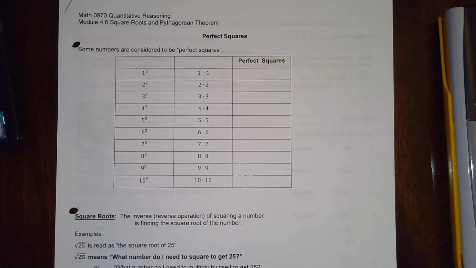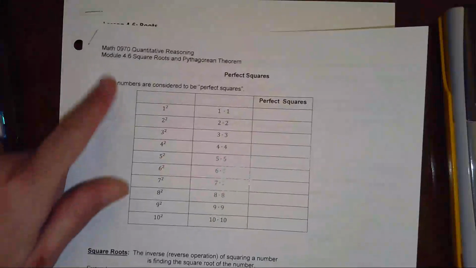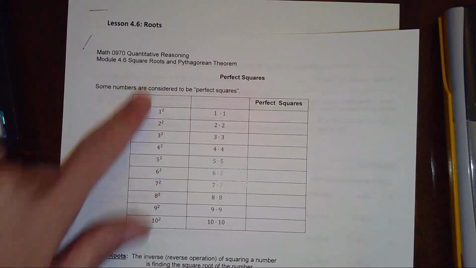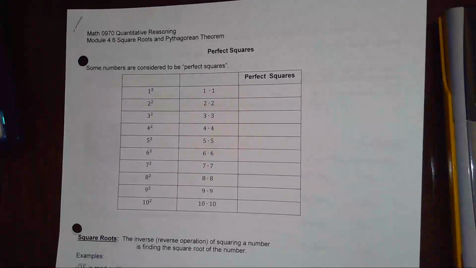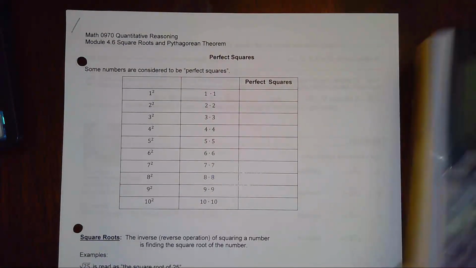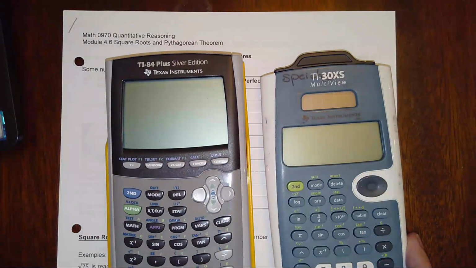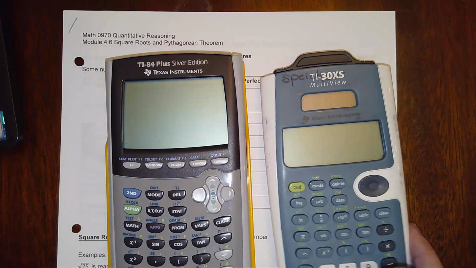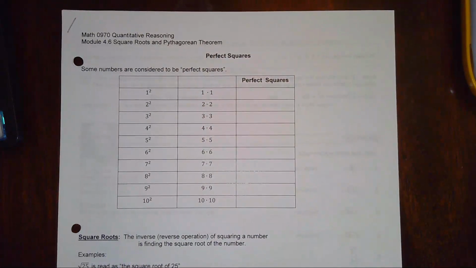So you're going to need your last two sheets that you haven't filled in. One should say 4.6 square roots and the Pythagorean theorem, and then the other one is the lesson out of the book. This was a note packet that we were going to take some notes on in class, so you need a calculator. I have both calculators that we typically use in class, so we can find what those keys are that we're going to be using today with square roots and cube roots.